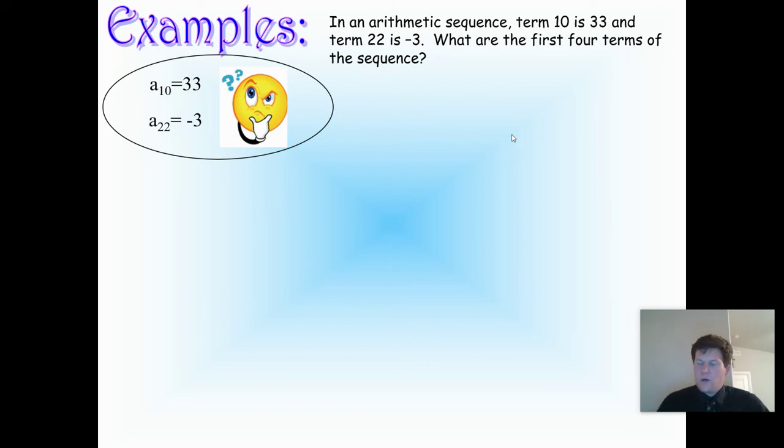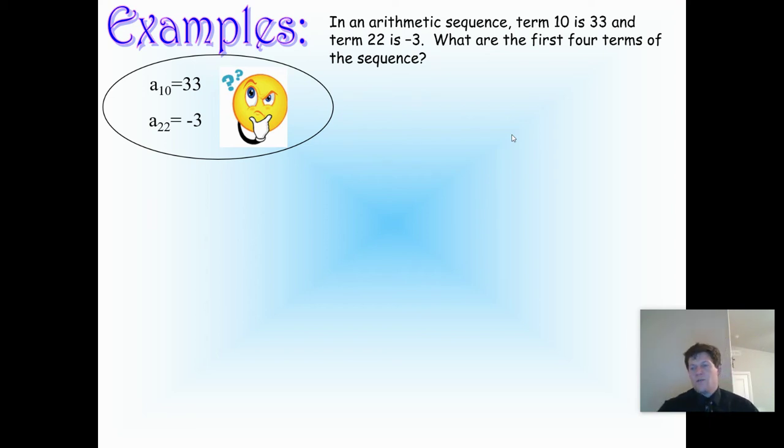Most of the questions that we go over will not be dealing with stuff like this, but I want to give a challenge to some people because I know a lot of people like challenges. So take a look at this one here. It says, in an arithmetic sequence, the 10th term is 33, and the 22nd term is -3. What are the first 4 terms?